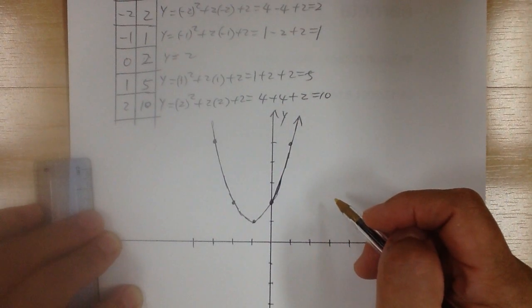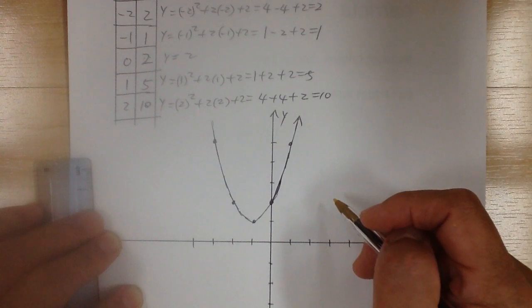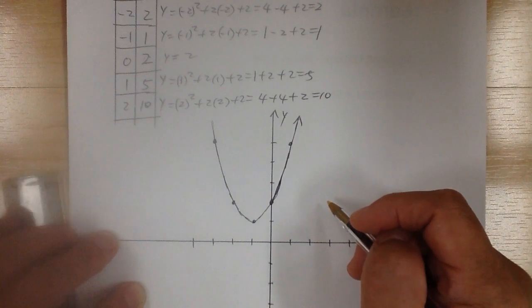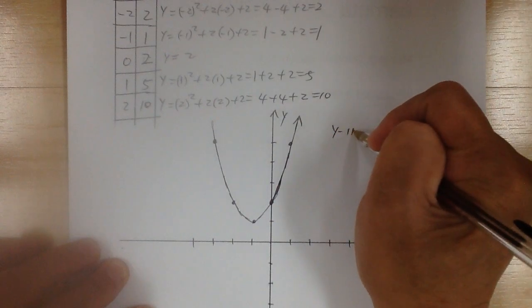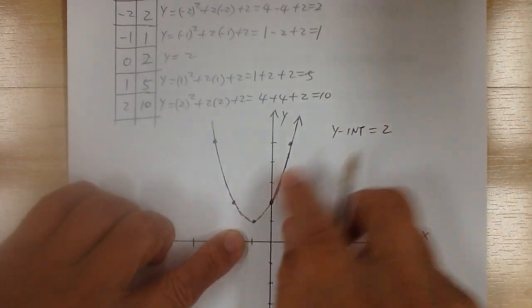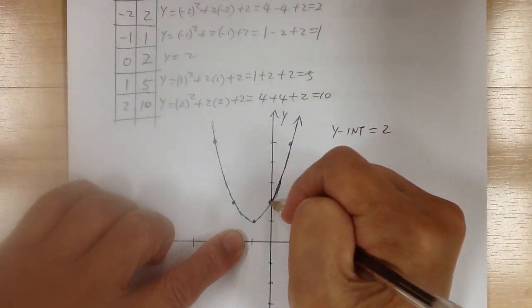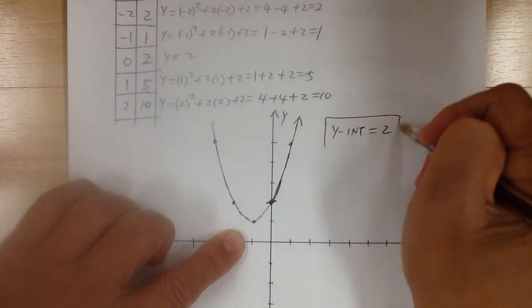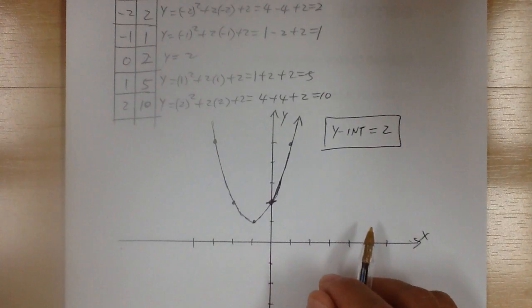Then you want to find the y-intercept. So the y-intercept will equal 2. That's where you cross over the y. Again, the y-intercept is when you cross over the y, so the y-intercept equals 2.